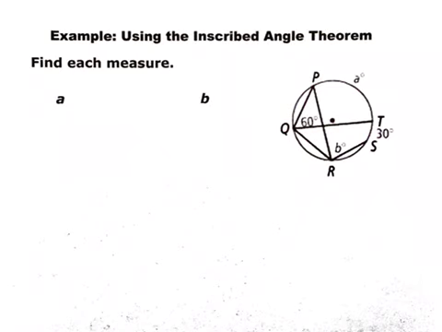And the next example says find the measure of each. So we're looking for the measure of arc A. Well, for A, the angle that cuts A is this angle here that has a measure of 60. So the arc should be double the angle that cuts it, so therefore the arc should be 120.